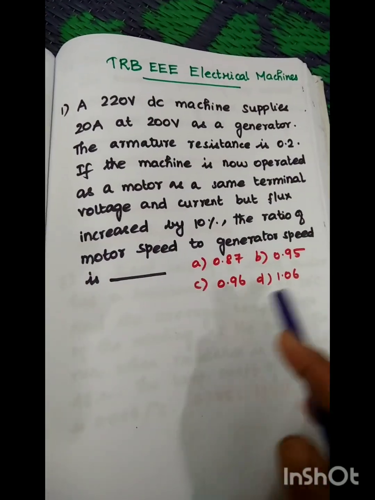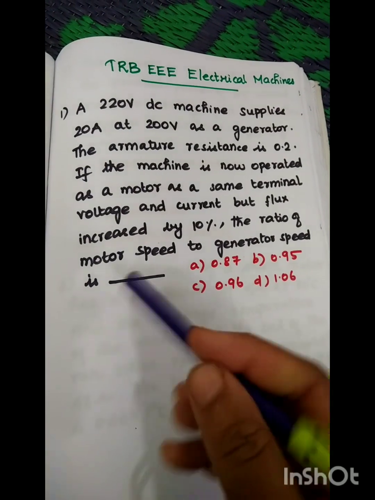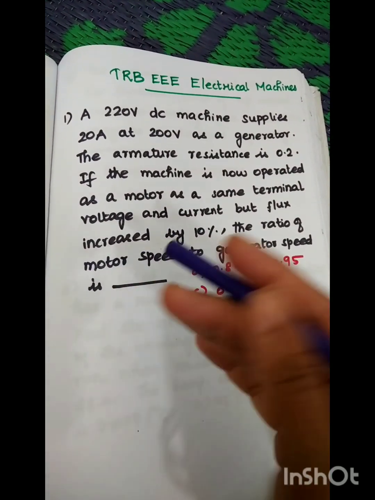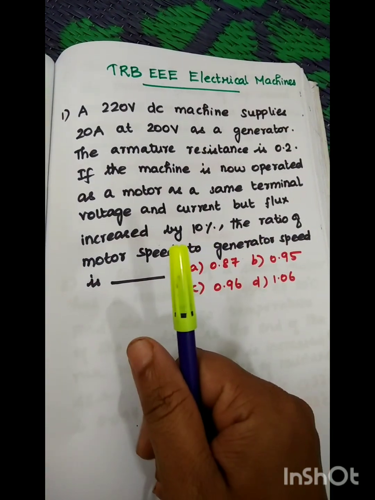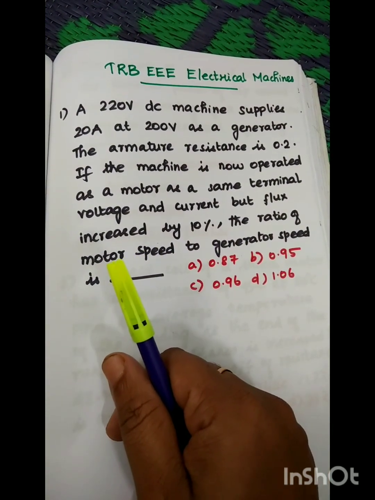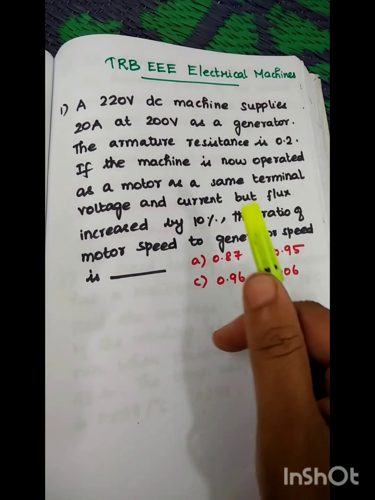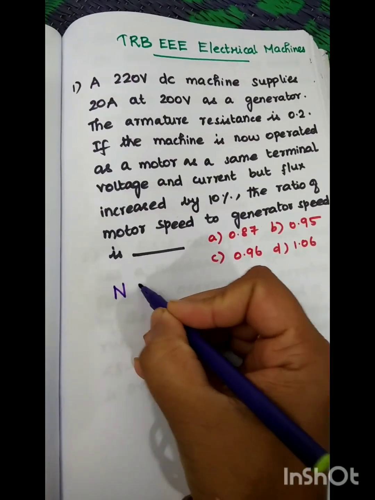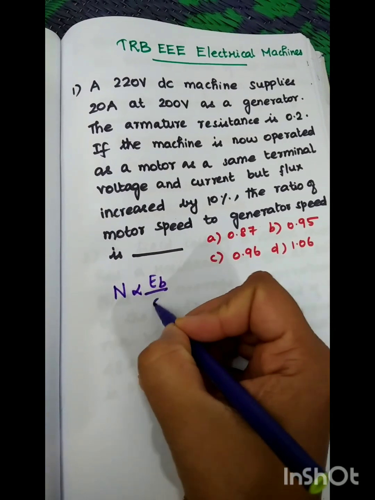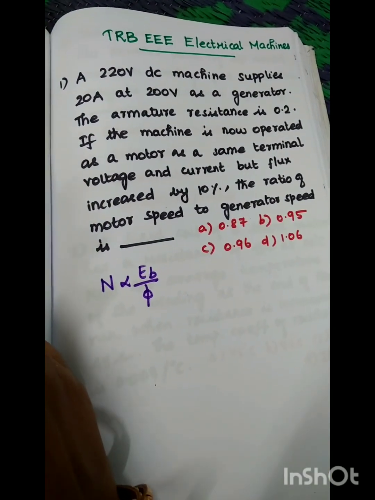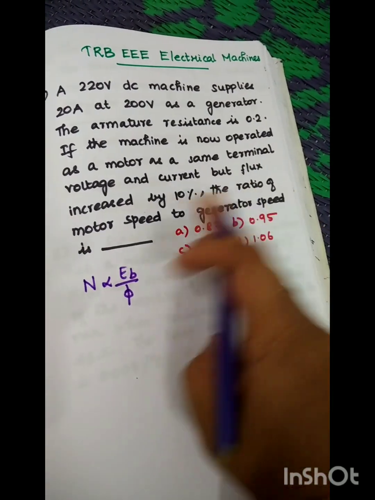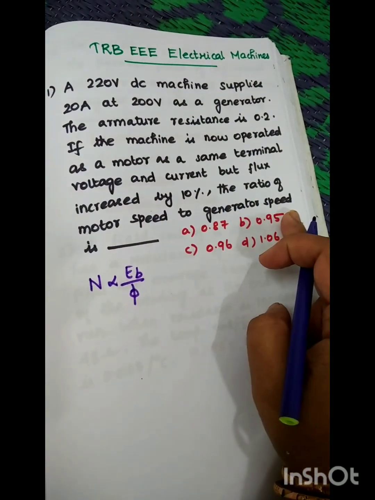They have given you 4 different options. So here they are talking about the DC machine. The EMF equation of a DC machine: we know that the back EMF EB is equal to P phi NZ by 60A. So N is proportional to EB divided by phi. Now what is the question they are asking? That is the ratio of the motor speed to generator speed.